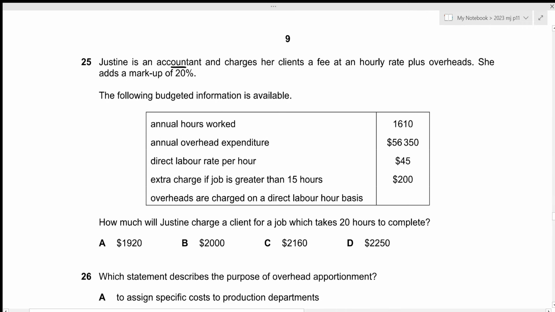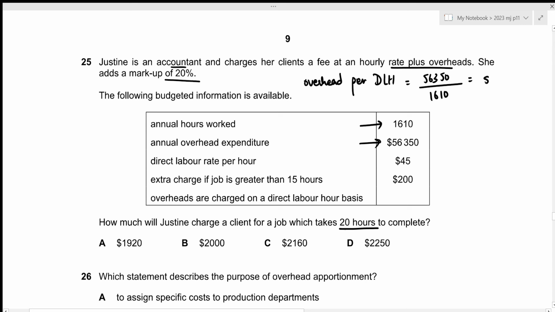Justine is an accountant and charges her clients a fee at an hourly rate plus overheads. She adds a markup of 20%. The following budgeted information is available. We need to figure out how much will Justine charge a client for a job which takes 20 hours to complete. So we're given the annual hours worked, annual overhead expenditure, direct labor rate per hour, extra charge if job is greater than 15 hours, and overheads are charged on a direct labor hour basis. So let's figure out the overhead per direct labor hour. We just have to divide our total annual overhead, that's 56,350, by our annual hours worked, which is 1,610. This gives our overhead per direct labor hour to be 35.